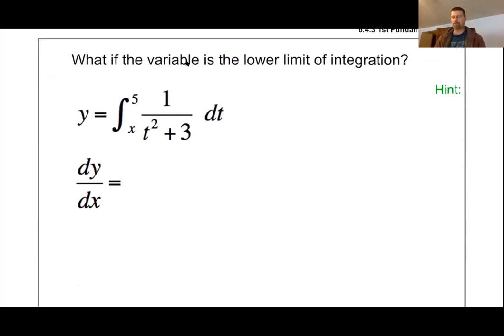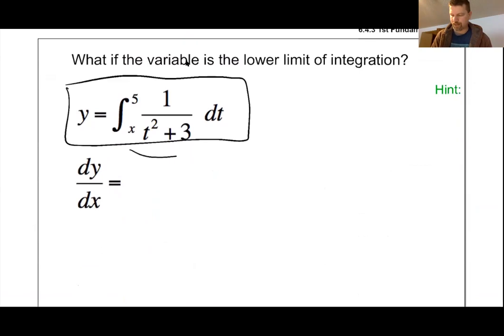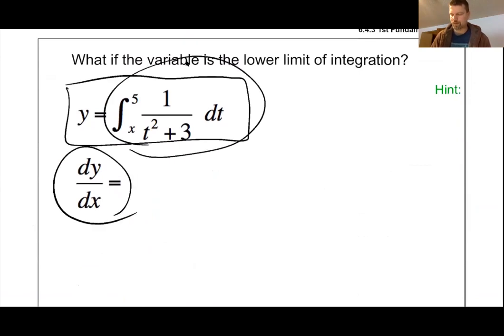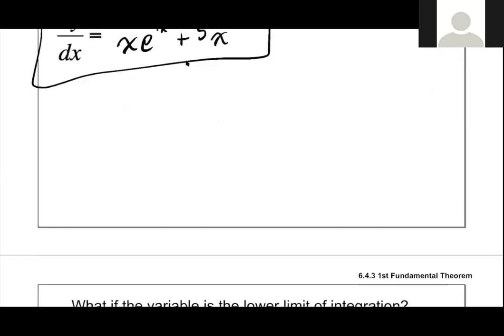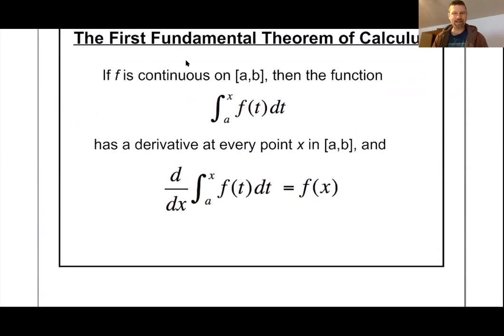What if I do a problem like this? So here is my y. I'm going to find this integral, and then I'm going to take the derivative of that integral. But it looks a little bit different now. What is different about it? The fraction. There's a fraction, yep. But more importantly, it starts at x. So our first fundamental theorem was kind of specific.